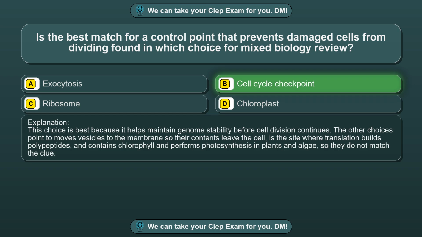This choice is best because it helps maintain genome stability before cell division continues. The other choices point to moves vesicles to the membrane so their contents leave the cell, is the site where translation builds polypeptides, and contains chlorophyll and performs photosynthesis in plants and algae, so they do not match the clue.